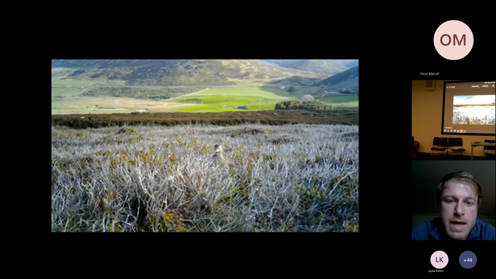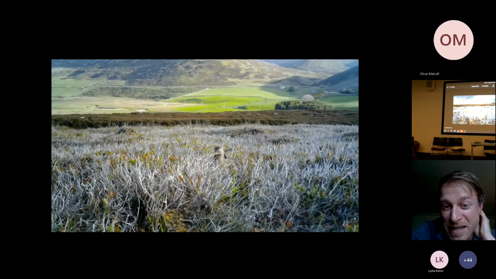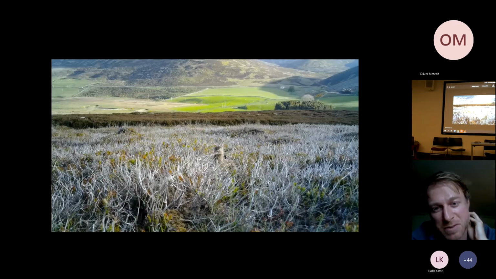So that call there is very characteristic of a nest which has just hatched. So the curlew on the nest is calling her chicks back to be brooded, I think, or she's contacting them somehow. But this call is really frequent just after a nest hatches.